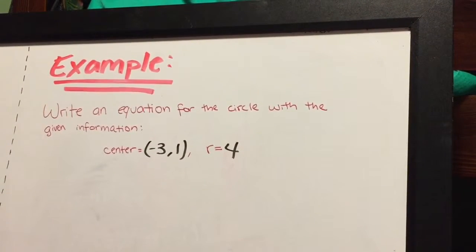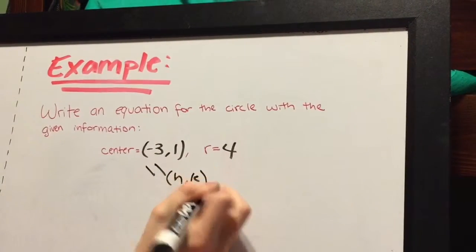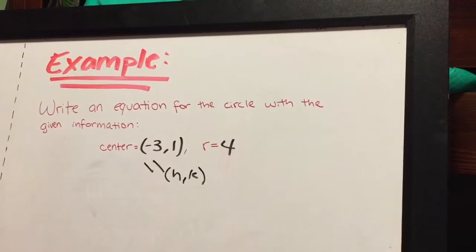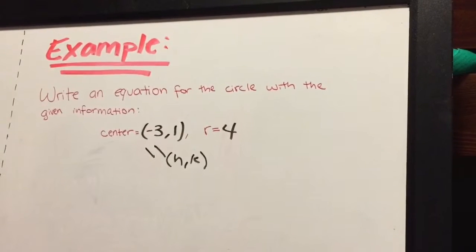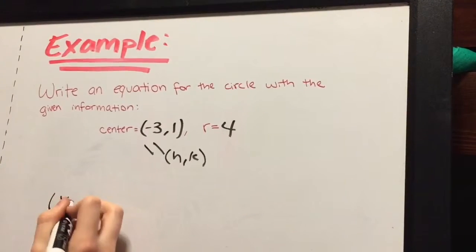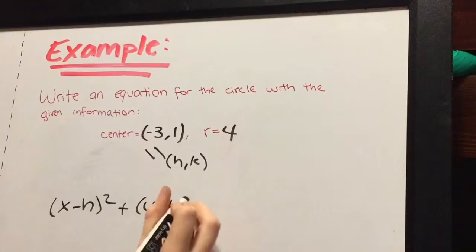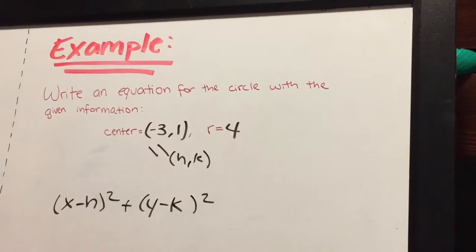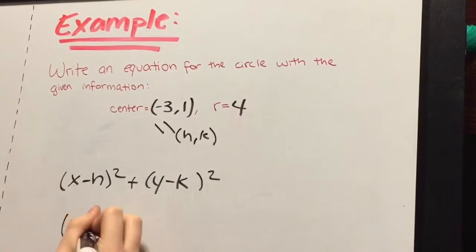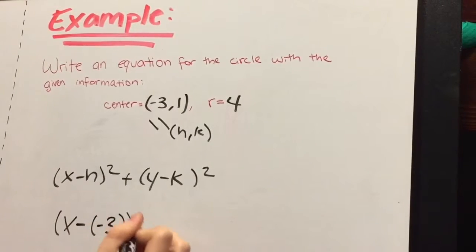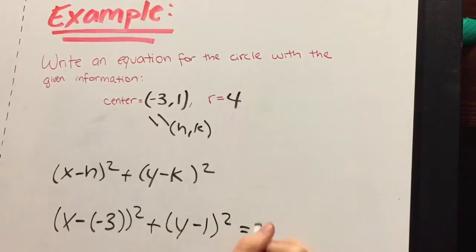Once again, using our knowledge that the center is equivalent to h and k, we can set up our starting equation. We'll start off by plugging in our numbers once again into the (x minus h) squared plus (y minus k) squared equation. It will begin by looking like this. X minus -3 squared plus y minus 1 squared equals 4 squared.